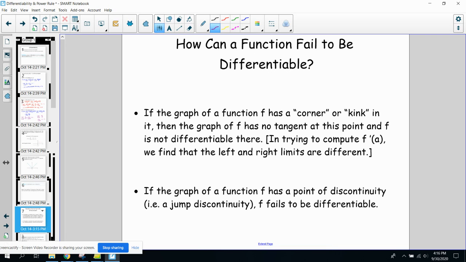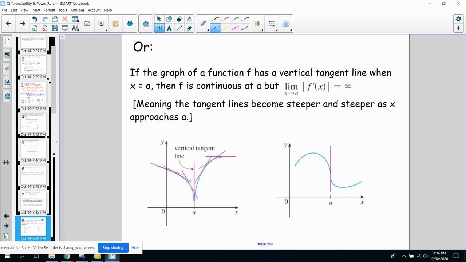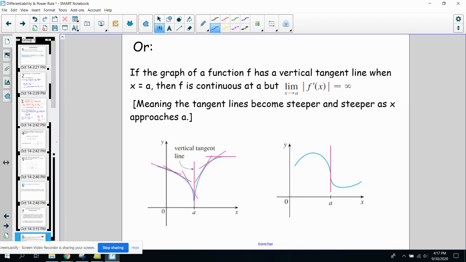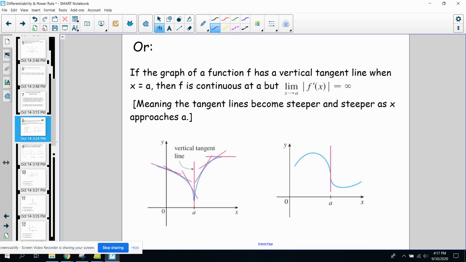If the graph of a function f has a point of discontinuity, so a jump discontinuity, f fails to be differentiable. And then if the graph of a function f has a vertical tangent line when x equals a, then f is continuous, but the limit is going to approach either infinity or negative infinity. So it means that the tangent lines become steeper and steeper as x approaches a. So basically, the slope would be undefined. And if you have a slope that's undefined, it's not differentiable.